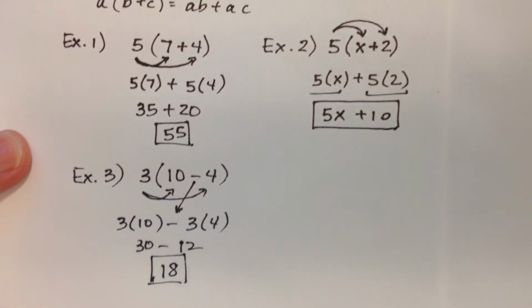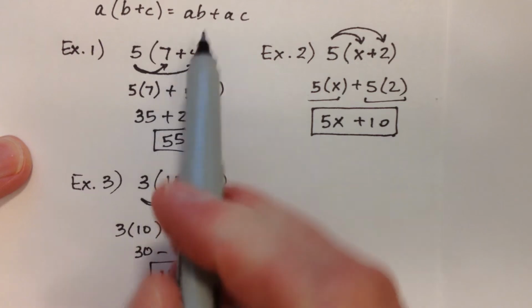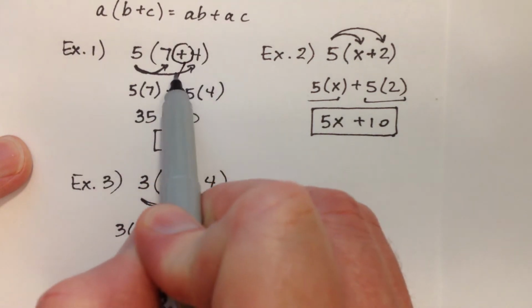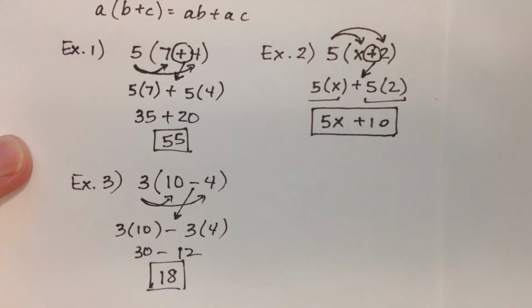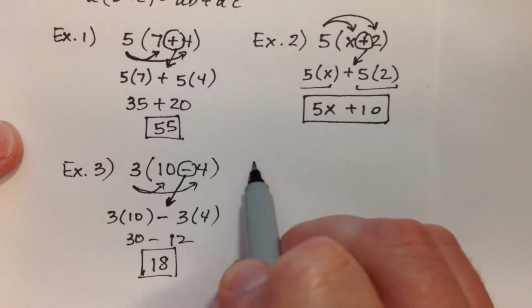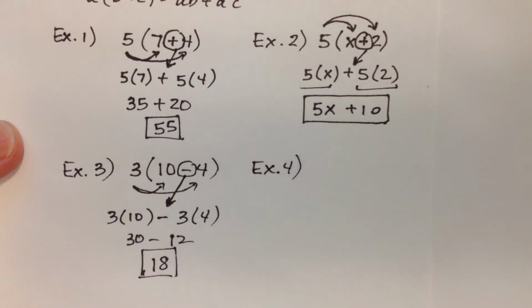Notice above, when we had this addition sign in the middle, it came down right there. Likewise, here we had this subtraction sign in there, and it comes down and stays subtraction right there. Well, what does it look like when we are using variables instead of strictly numbers?